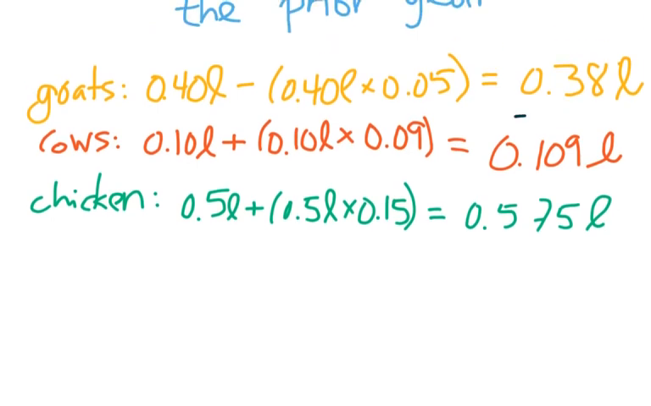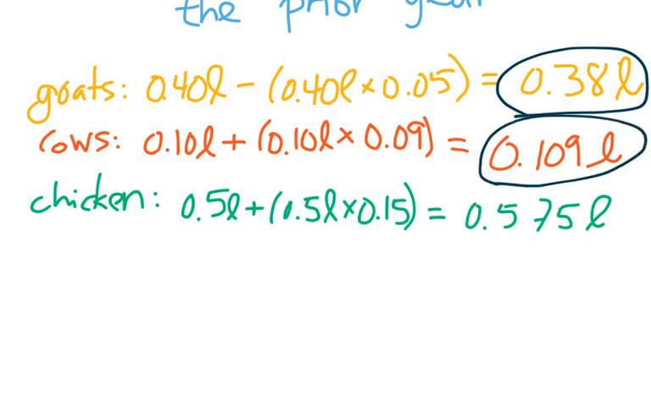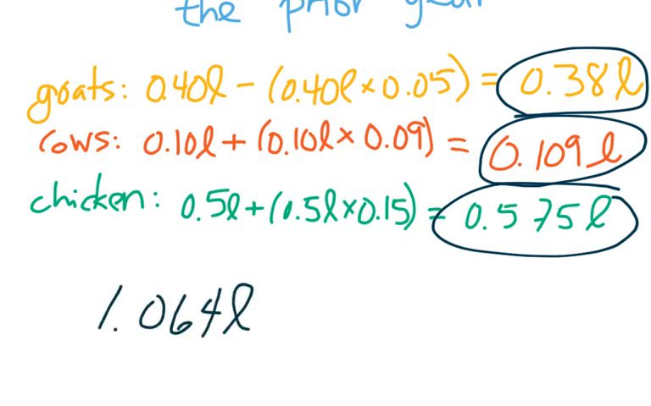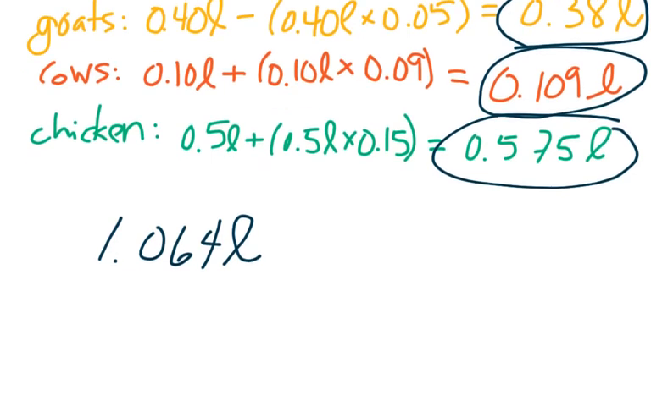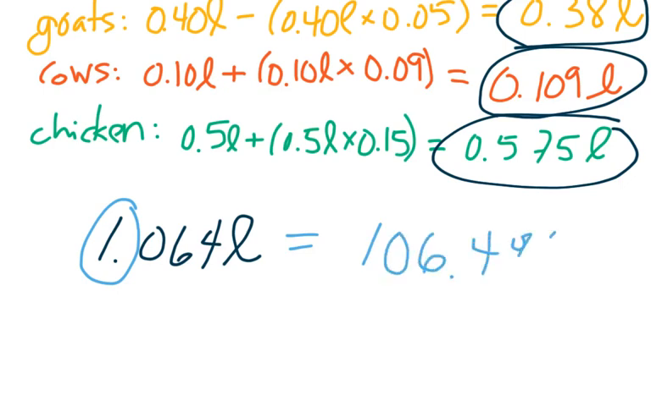Now if I add together the goats and the cows with the increase and the chickens with the increase, I end up with 1.064 times L. Well, what does that tell me? So what we had before was 100%, or the one here, 100% of the livestock. And what we have now, so let's write that out. This is basically 106.4%.